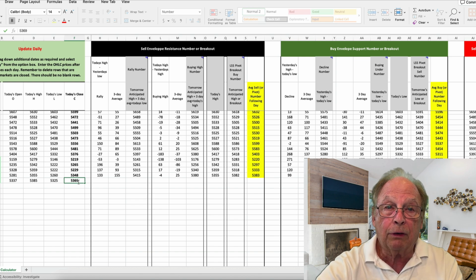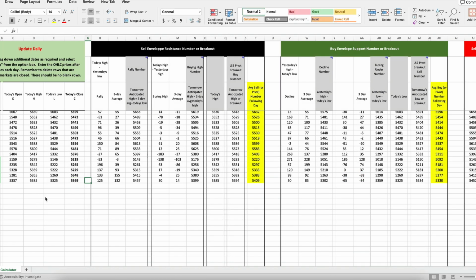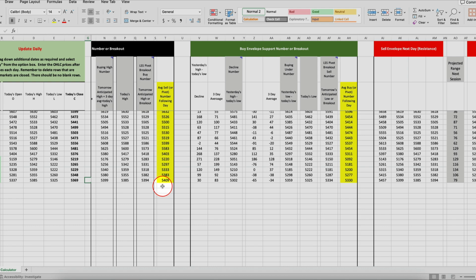Now when I press enter, you're going to see the rest of the row, all the columns fill in. So I'm going to press enter, and there we go, all the columns fill in. So here's my trading zone for Monday, August 12th. Resistance is 54.09, support 53.80, and the range is going to be around 79 points. The range is in the gray column. And again, all the columns fill in automatically.